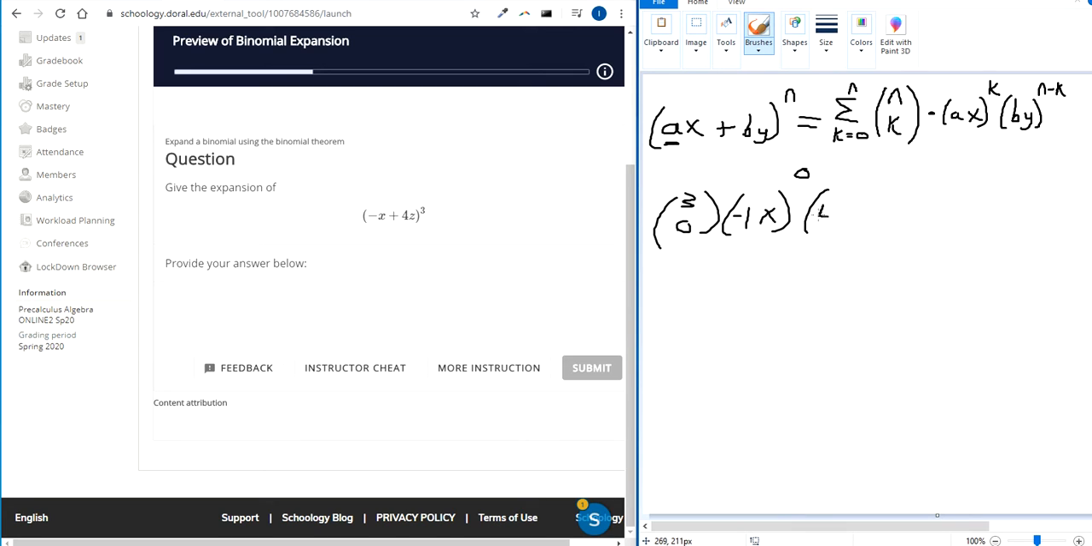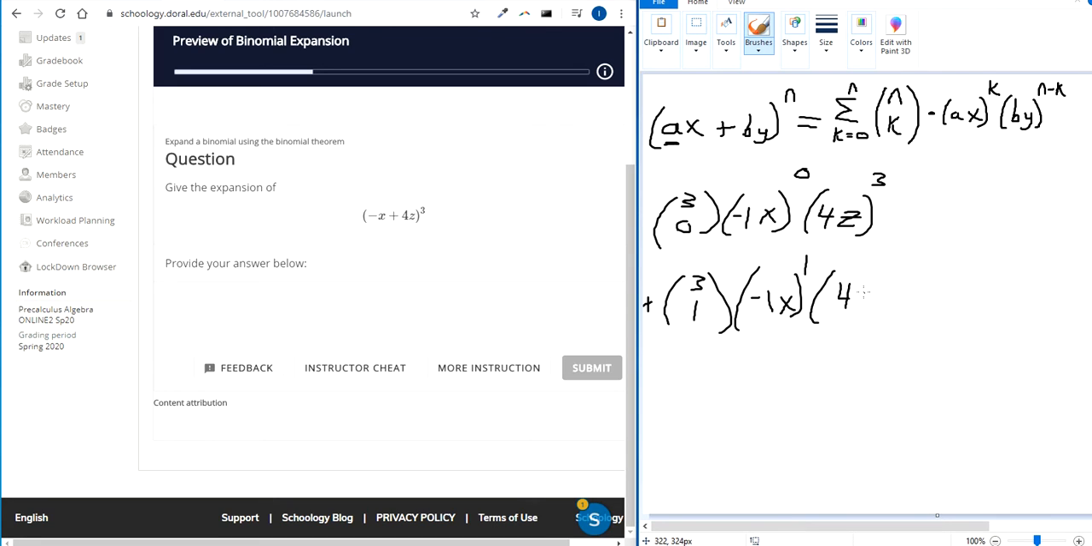Then you multiply that by 4z, and this is to the third, right? Because it's n minus k. 3 minus 0 makes 3. That's the first term. Then keep going up. Make k go to 1. So we got negative 1x to the first power because k equals 1.